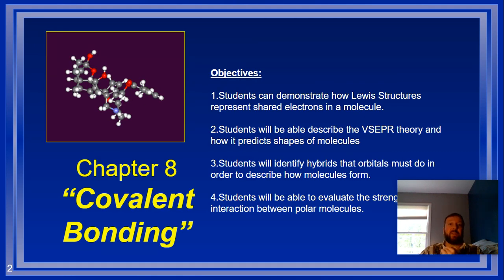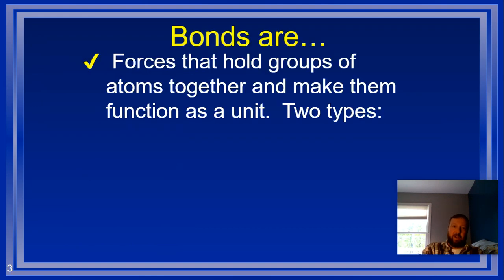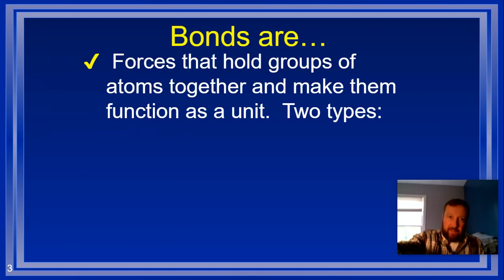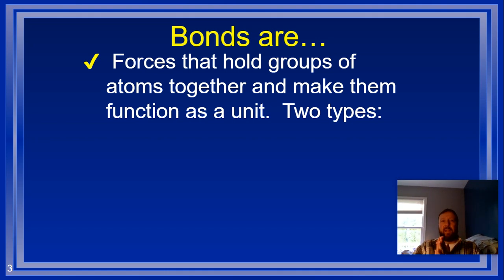So things we're going to focus on: being able to make Lewis structures. We'll talk about how to make those. We're going to look at the VSEPR theory, which is going to give us the molecular geometry and be able to predict the shapes that the molecules will have. We'll look at a couple of different hybrids, and then the polarity of the molecules and what the forces are that hold those together. So a little bit longer of probably a video session today.